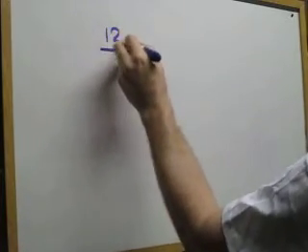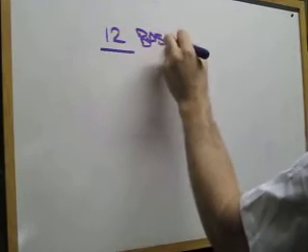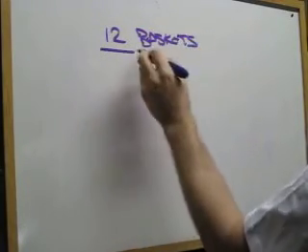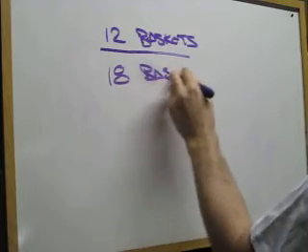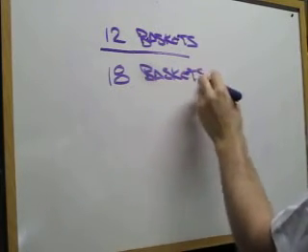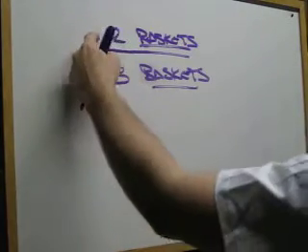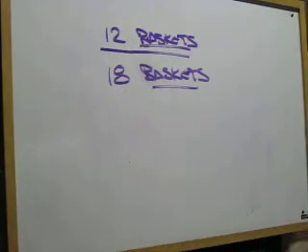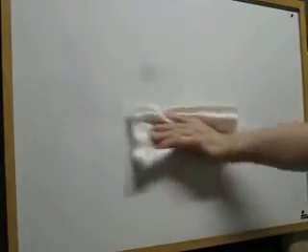a person making 12 baskets for every 18 shots that he did. So you'll notice here that my units are both baskets. So he made 12 out of 18. Well, sometimes you're going to run into some ratios that do not have the same unit. You may be talking something other than baskets to baskets.